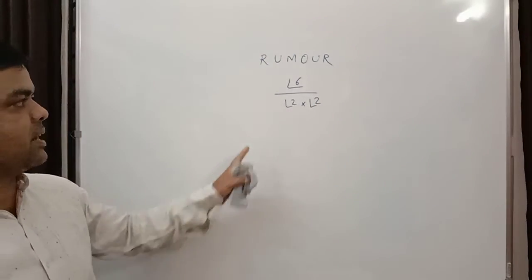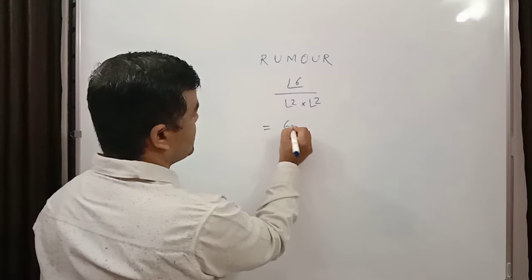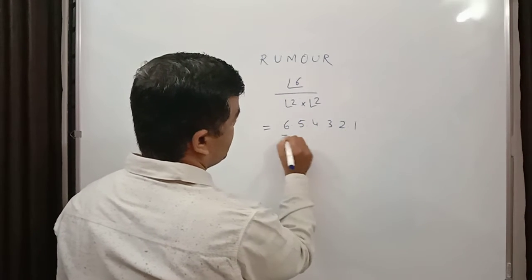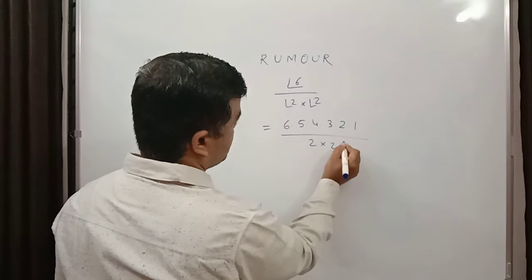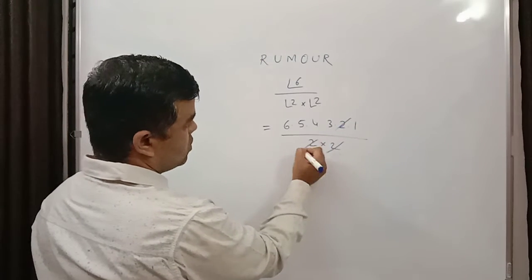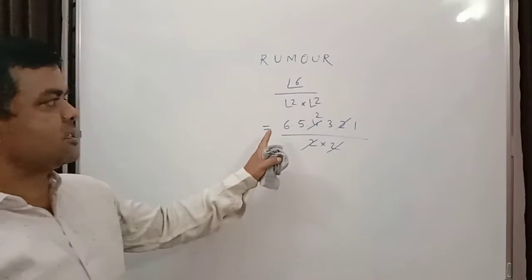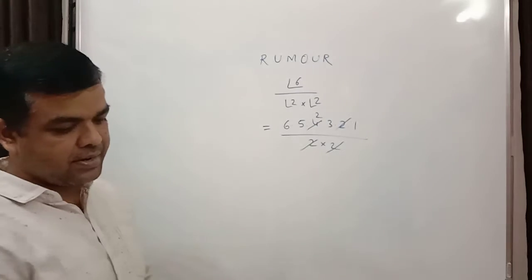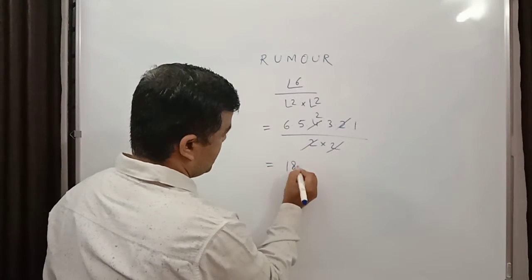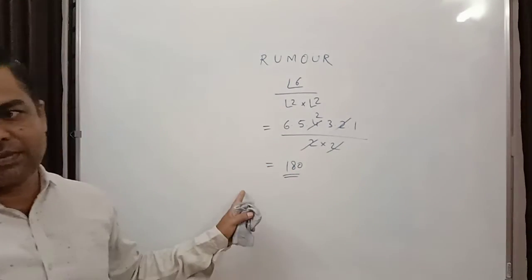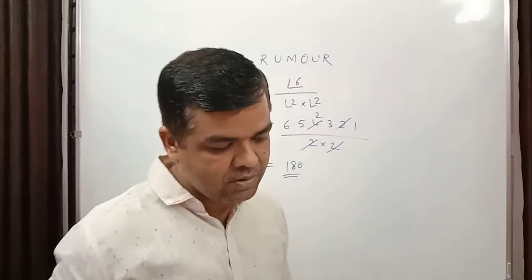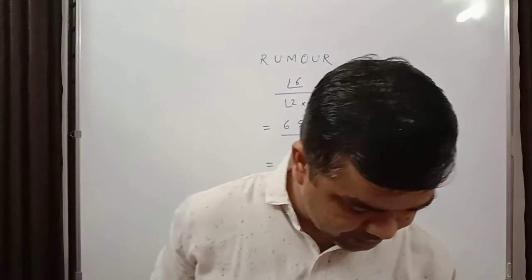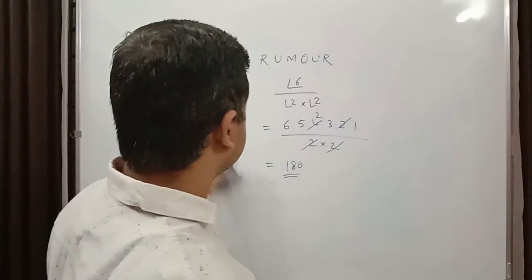A 1 mark question will be asked. Now you simplify it. 6, 5, 4, 3, 2, 1 and 2 into 2. So this 2 is cancelled by this 2. 2 2s are 4, 6 5s are 30, 30 2s are 60, 3s are 180. Okay. So 180 is the answer. Easily, in 5 seconds you can get the answer. Okay. So 180 will be the answer. Correct? Okay. Now next question.